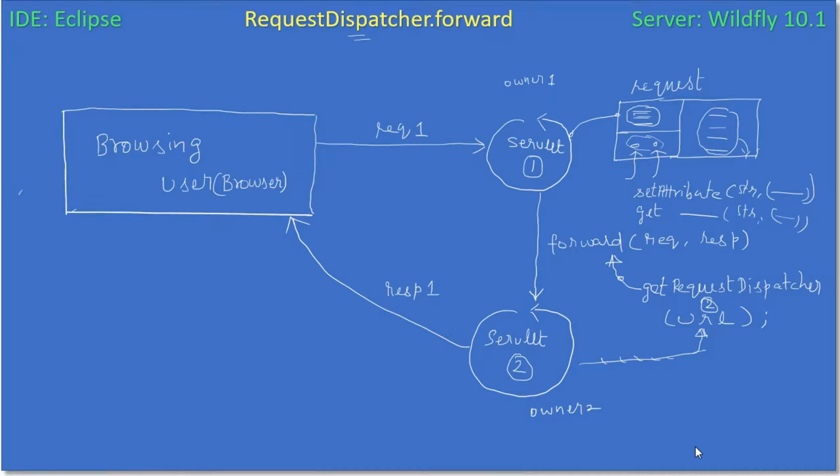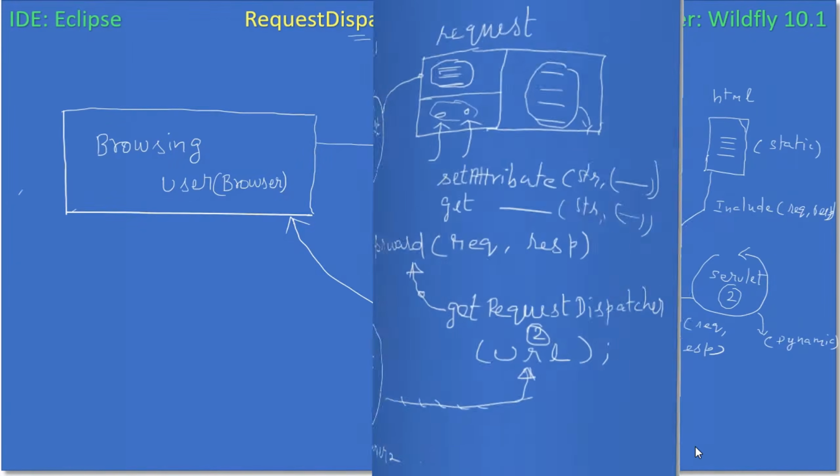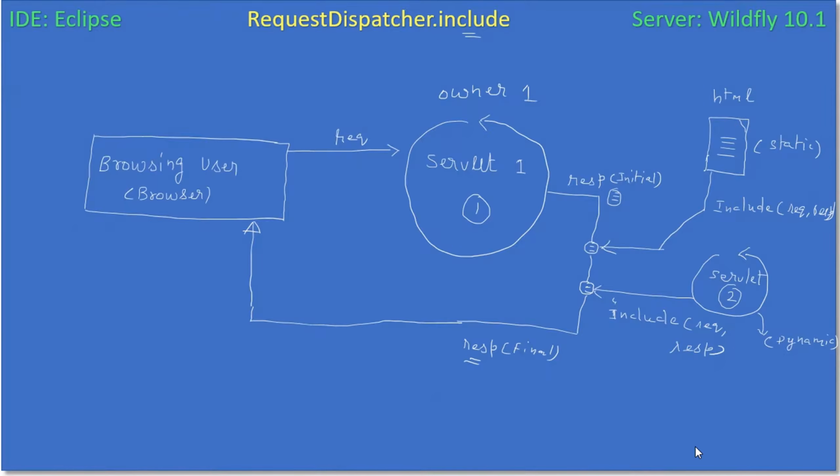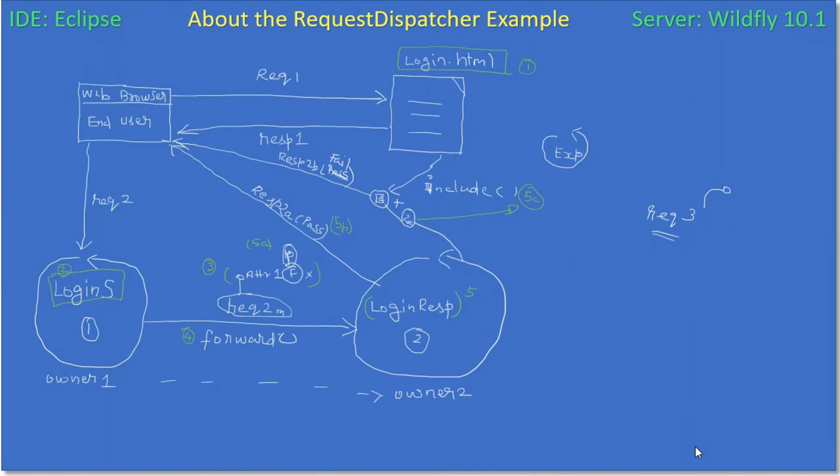So all this stuff we saw in the previous two videos. Now we will continue with our example. So we talked about this slide in the previous video. So this is the example we are going to create. Actually, there is one login.html. This is marked as one. This is one element we will create.